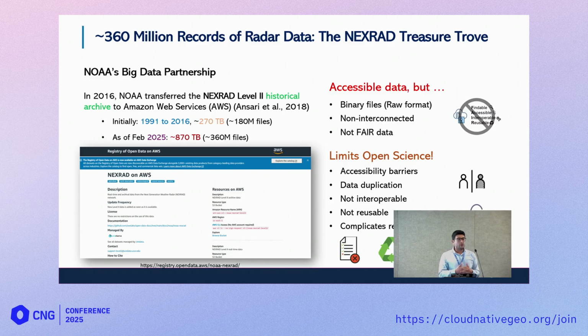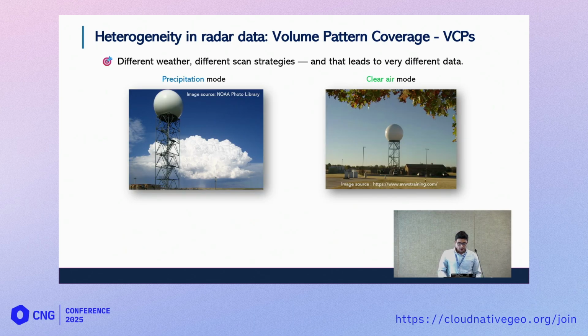If we want to do some analysis, we need to download the data, which means we have to duplicate the data. And then unfortunately, that limits the very promise of open science, which is terrible. So, why does this data remain fragmented? The key reason is the operational complexity introduced by VCPs. I remember that I asked you to keep this in mind.